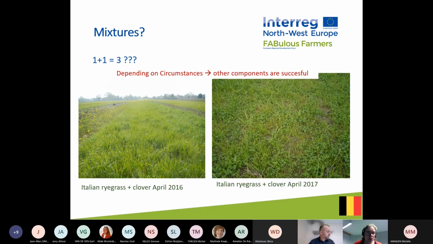And with these mixtures, you also can't say before the growing season what they will look like, because it really depends on the growing season and the circumstances at the field, but also the temperature, rainfall, etc. Which crop of the mixture will be the main crop you see on the fields. For example, in these two pictures, you see the same mixture, one in 2016, the other in 2017. And you can see very well that in 2016, the Italian ryegrass did very well, and in 2017, you see a lot more clover.